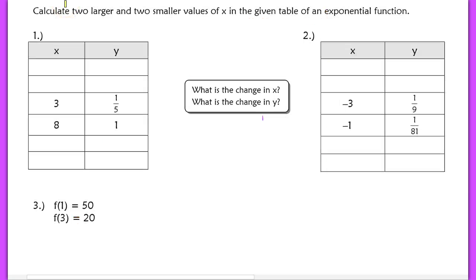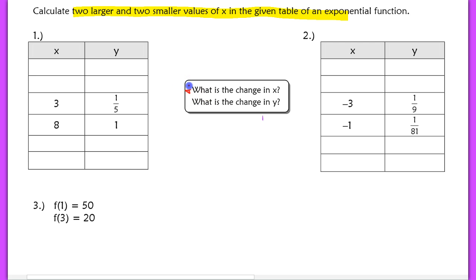Okay, so problems 1 and 2 here are our first objective. We're supposed to calculate two larger and two smaller values of x in the given table for an exponential function. So instead of giving you all the values, we're actually asking you to come up with some missing values. Now remember, we have a pattern that we can follow. We know that in the x values, they're going to increase by the same amount, and in the y values, we're looking for a multiplier.